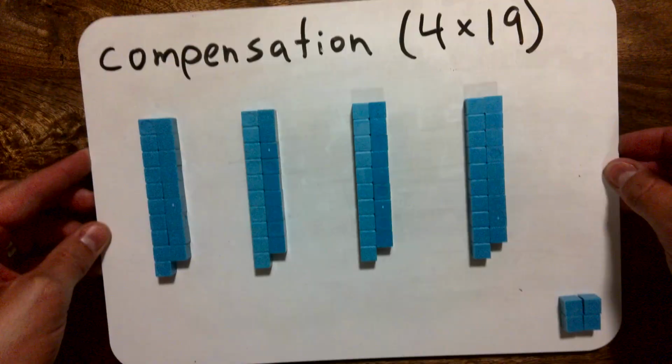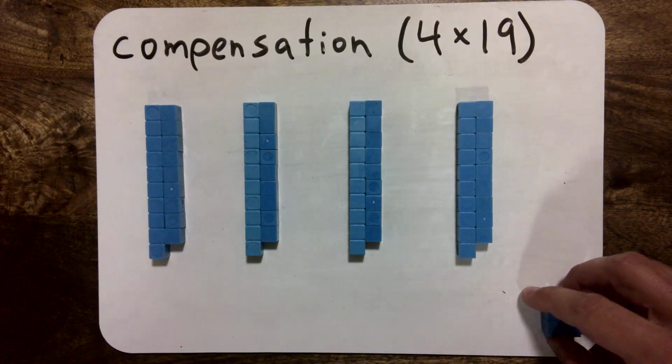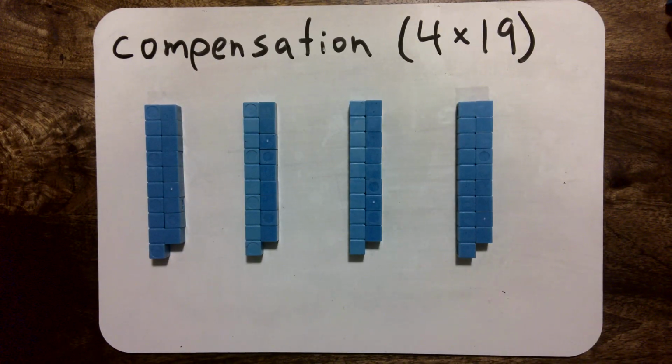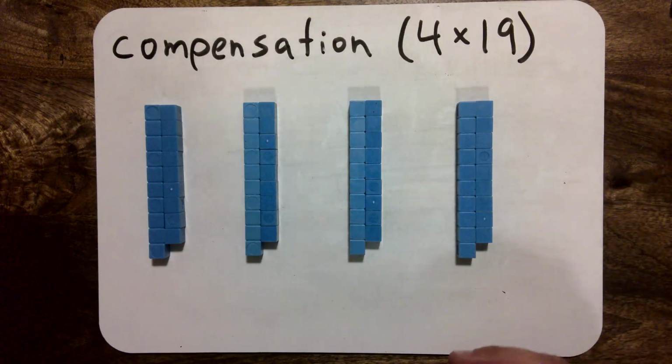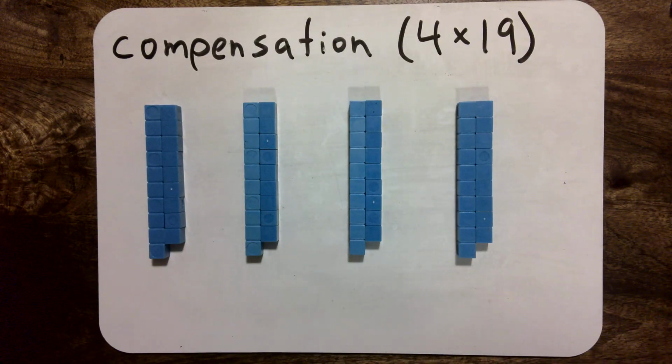Our next one that we'll look at is called compensation. For this one, we're going to look at 4 times 19. In this compensation strategy, we're basically going to modify this problem just a little bit to make it easier to solve, and then we're going to have to make some adjustments. This is one example of how you might use this compensation strategy.